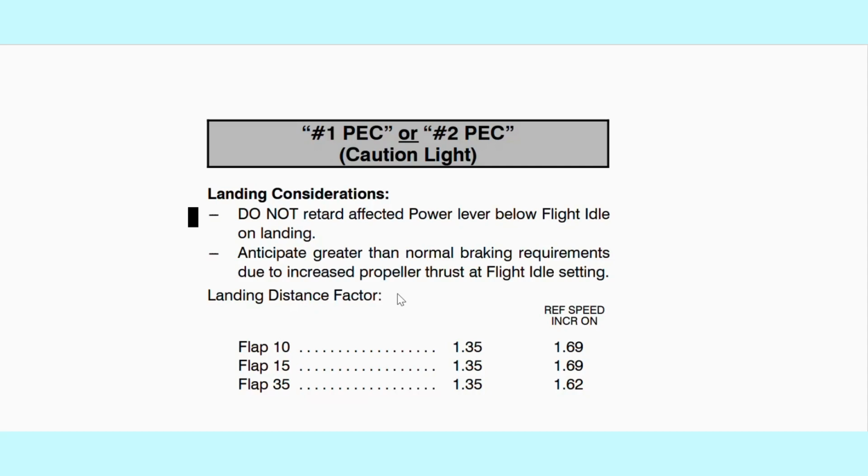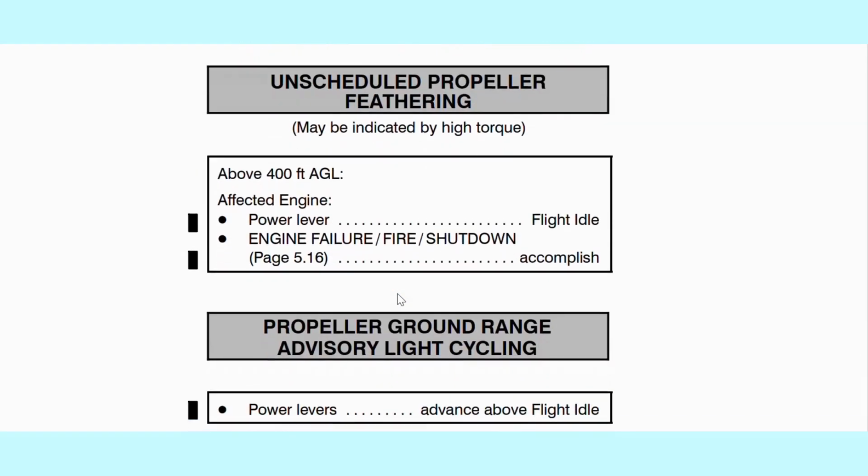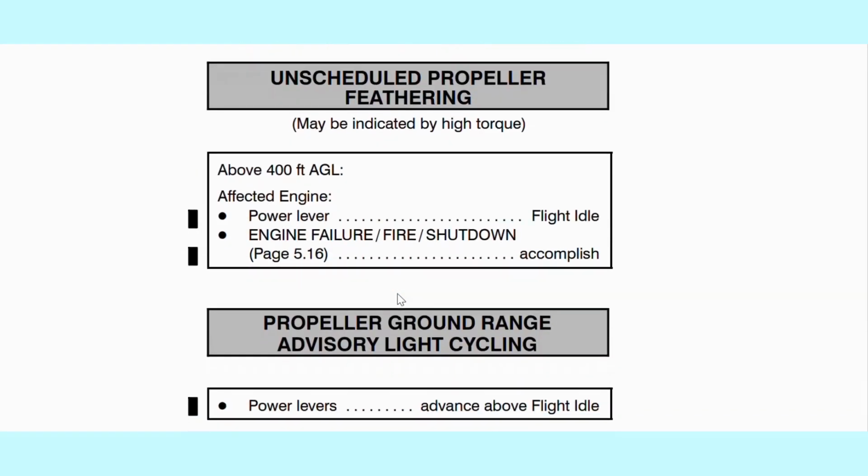Unscheduled propeller feathering is a memory item. So a propeller has just feathered without you commanding it to feather. So what do you do? You shut it down, because there is no point in flying with a feathered propeller. So the power lever to flight idle, you call for the engine failure fire shutdown checklist. You look at the RPM gauge, the torque will go very high, and the RPM just shows below 200, and you're like, oops, this propeller has feathered. Okay, shut it down.